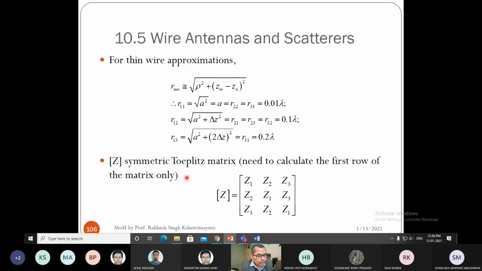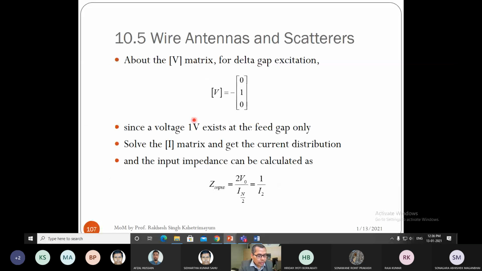And you know how much voltage you are applying. At the center, we are applying a voltage of 1 volt. Basically, we have divided the thin wire into 3 parts: first part, second part, and third part. Only at the middle part are we applying the voltage. The upper part and lower part, which in this case are the upper arm and lower arm of the dipole, have no voltage applied. The voltage is fed at the gap between the upper arm and lower arm. So if you apply a voltage of 1 volt, the B matrix will simply become 0, 1, 0.